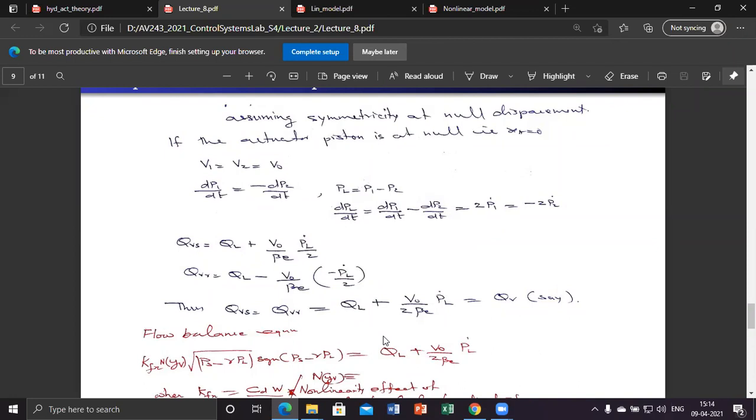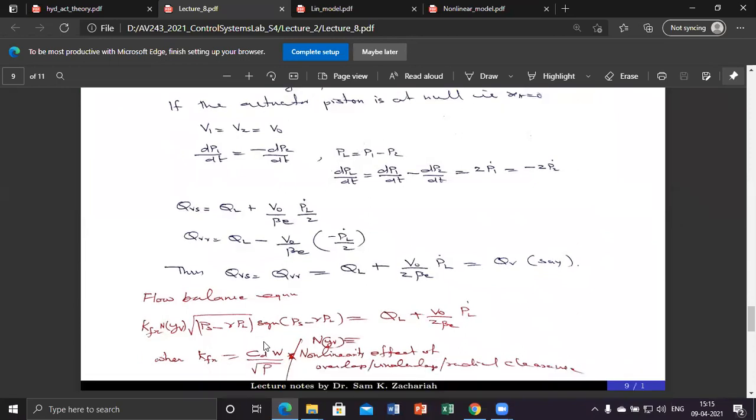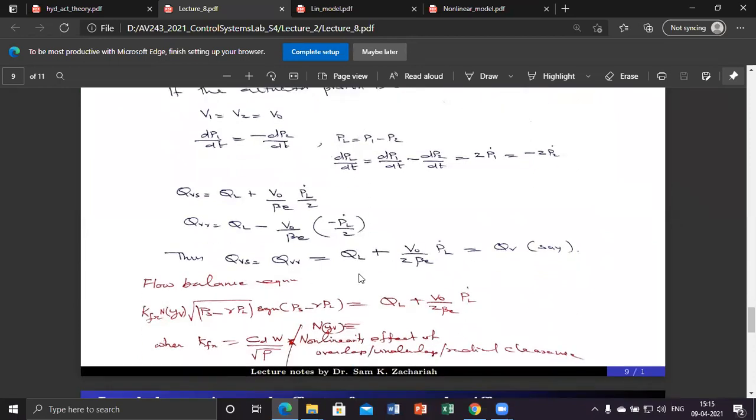The inward flow, which is balancing the compression, is equal to the outward flow which balances the expansion. So again, the continuity of the fluid flow, the conservation of the fluid mass entering and going out, is still valid for this small signal ideal assumption. Thus, we get the compact equation, QVS equals QVR, we will call it QV, and it is equal to QL plus V0 by 2 beta PL dot. That is what I have written here.